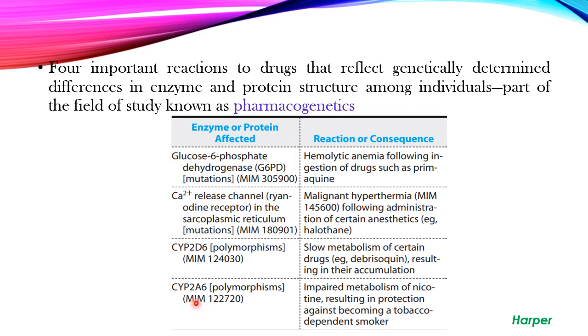Similarly, if there is a mutation or polymorphism in CYP2A6, the effect of nicotine in that individual would be different. There would be impaired metabolism of nicotine in that individual, and nicotine would remain available in its active form. It won't be converted into its inactive form. So therefore, that person can become a tobacco-independent smoker, or may get protection from becoming a tobacco-dependent smoker.